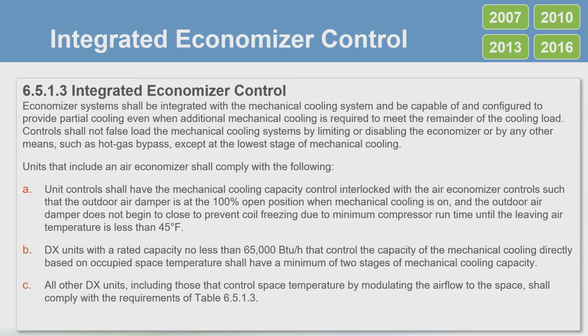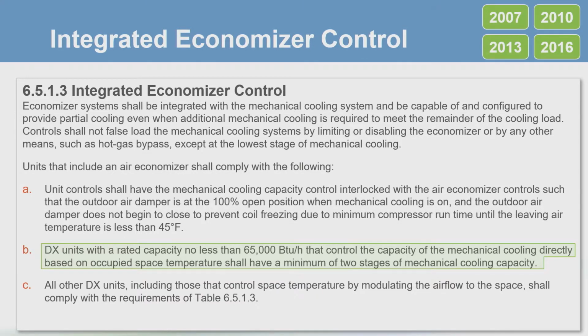Newer versions of the standard specifically prohibit controls from false loading the mechanical cooling system to limit or disable the economizer. Hot gas bypass is also limited except for the lowest stage of mechanical cooling. There are some requirements, including a limit on maximum temperature at which the economizer damper can modulate closed to prevent coil freezing, 45 degrees in this case. If a system greater than 65,000 BTUs, or 5.4 tons, controls cooling capacity based upon occupied space temperature instead of supply air temperature, a minimum number of stages of cooling capacity are required.